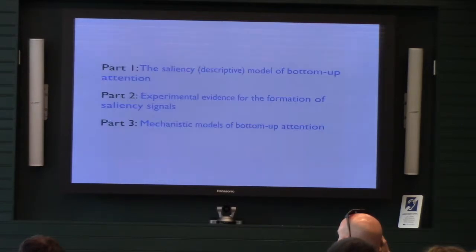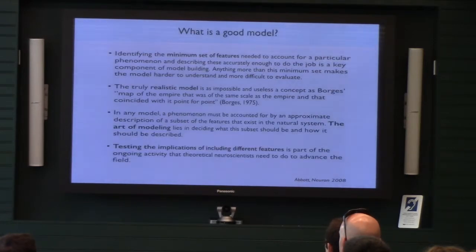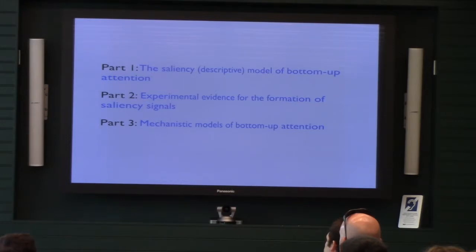Okay, so what I'm going to do for the rest of the talk, if there's no question, is to give you an example of a descriptive model. It's called the saliency model. Some of you probably know about it. Then some experimental evidence about the formation of saliency signals in the brain, and I'll show you two examples of mechanistic models from my own work about how you can ask questions about saliency computation in the brain.